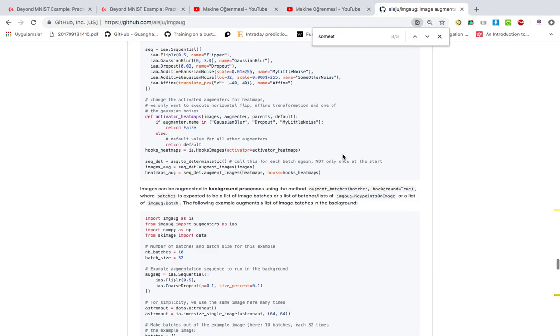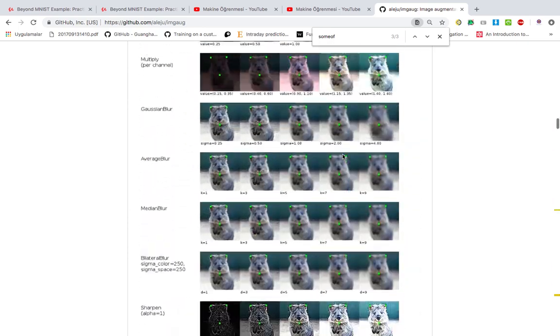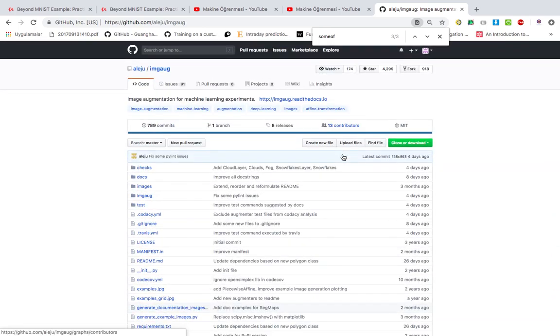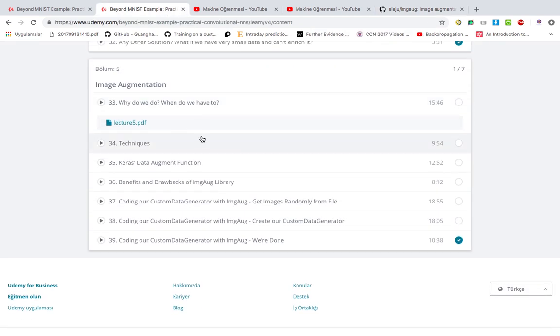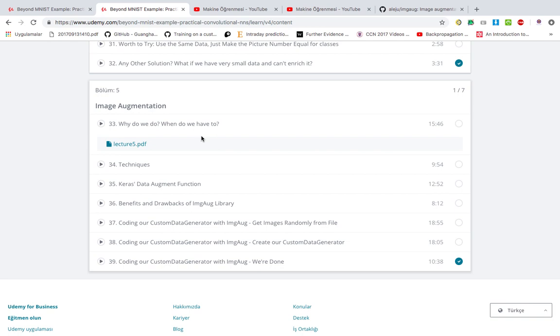This library is not written by me, and the connection between the imgaug library and Keras is not something you will easily see. There's only one page that I know of that mentions this connection, for only one paragraph. So I think the strongest part of this course is this. If you really want to harshly augment your data, you can use this course.